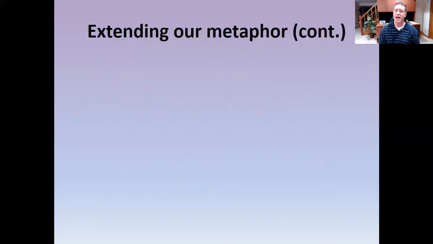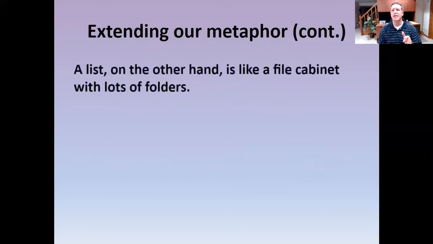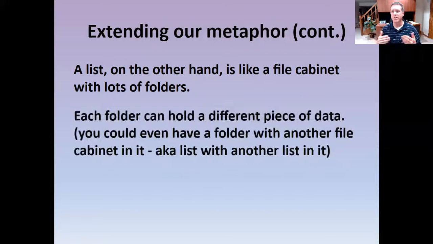But a list, on the other hand, is like a file cabinet that has lots of folders inside of it. So every folder can hold its own piece of data. And the number of folders that I put into it is really just based on the limitations of the memory of the device that I'm working with. So in theory, I could have a list that's really, really long, okay? So that's the difference between a variable and a list.